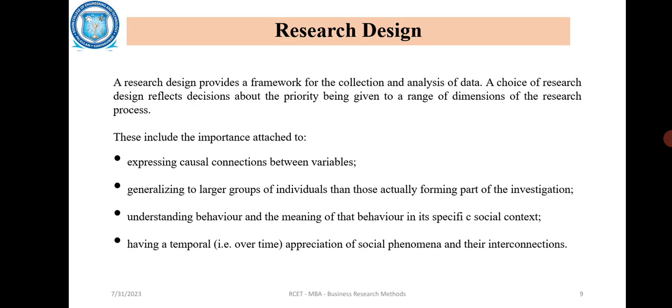Research design provides a framework for the collection and analysis of data. The choice of research design reflects a decision about the priority being given to a range of dimensions of the research process. These include the following important points: first, expressing causal connections between variables; second, generalizing to larger groups of individuals than those actually forming part of the investigation; third, understanding the behavior and the meaning of that behavior in a specific social context; and fourth, having a temporal appreciation of social phenomena and their interconnections.